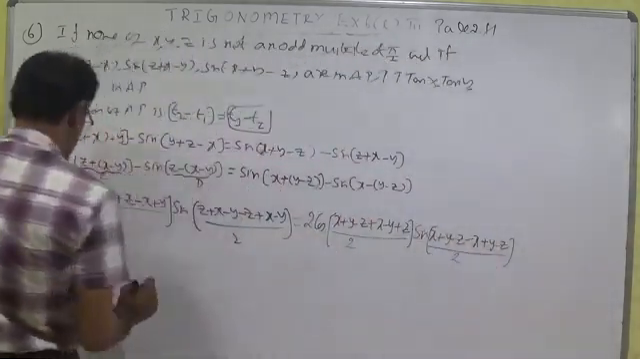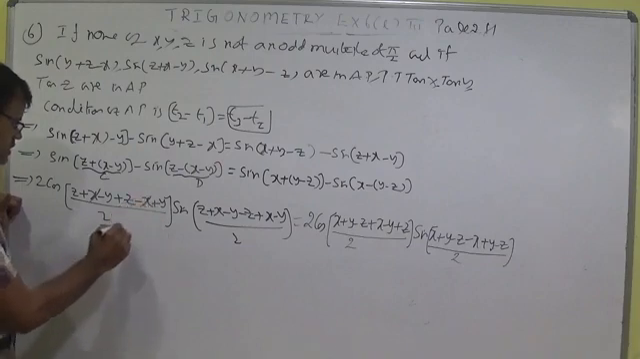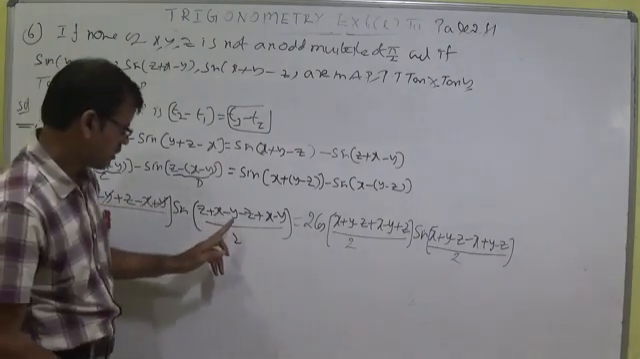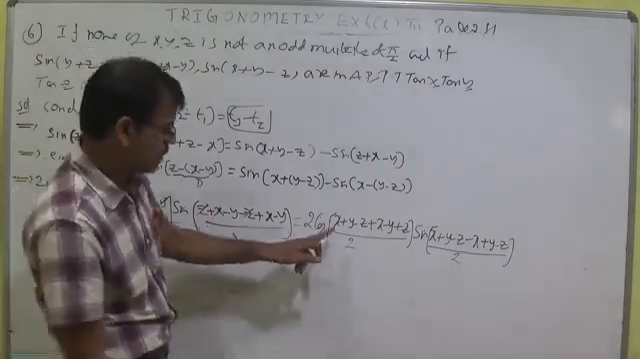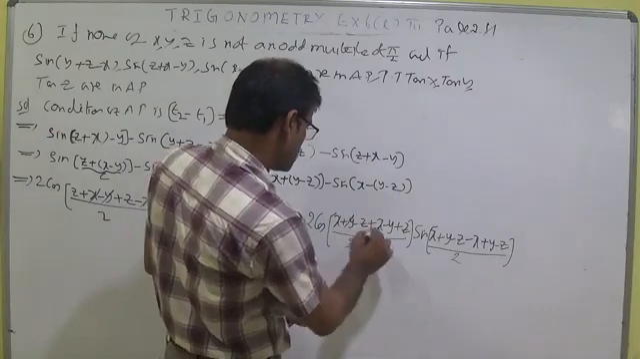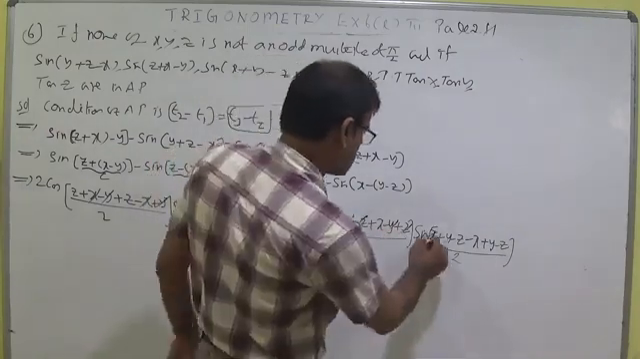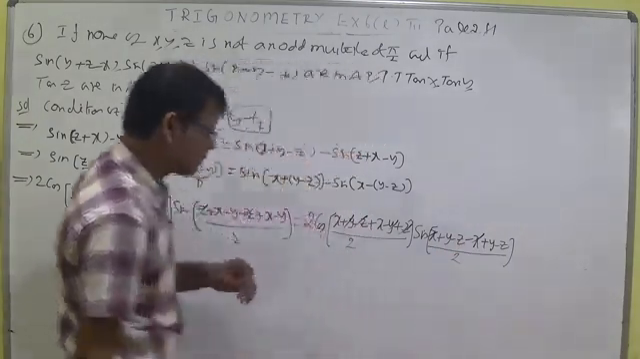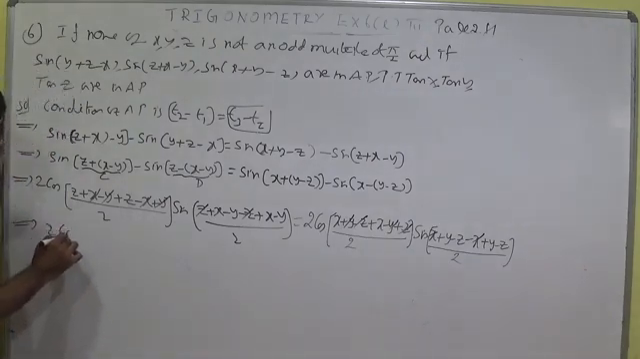Now get cancelled terms, you see, students. X minus X get cancelled. Of course minus Y plus Y get cancelled. Here minus Y, Z minus Z got cancelled. Here Y minus Y got cancelled, minus Z plus Z got cancelled. Here X and X cancelled. That's all. That implies 2 cos of.